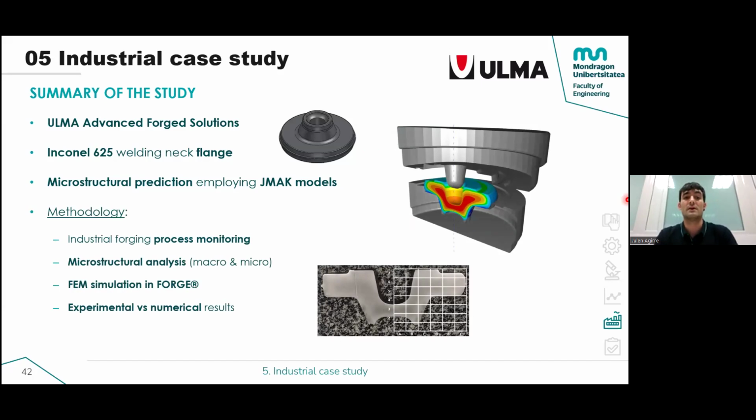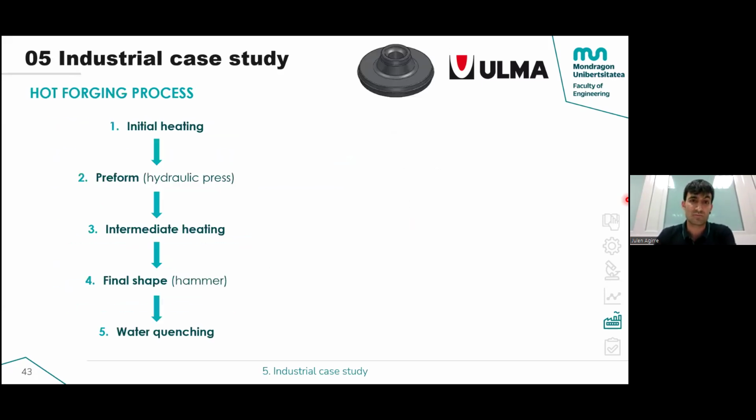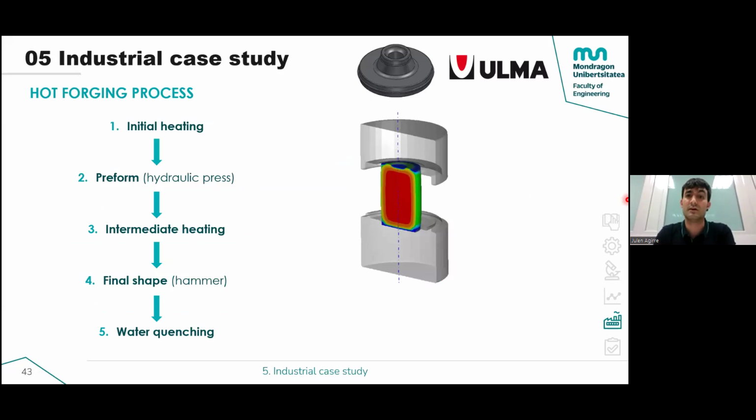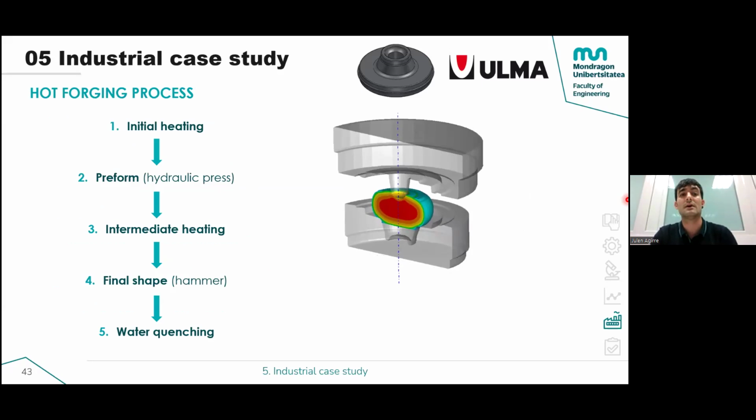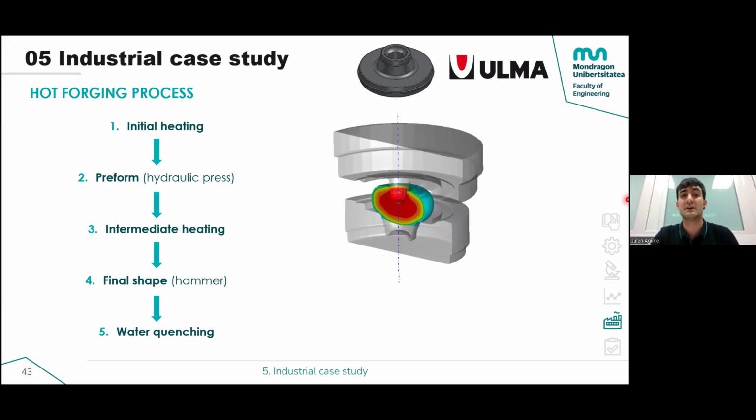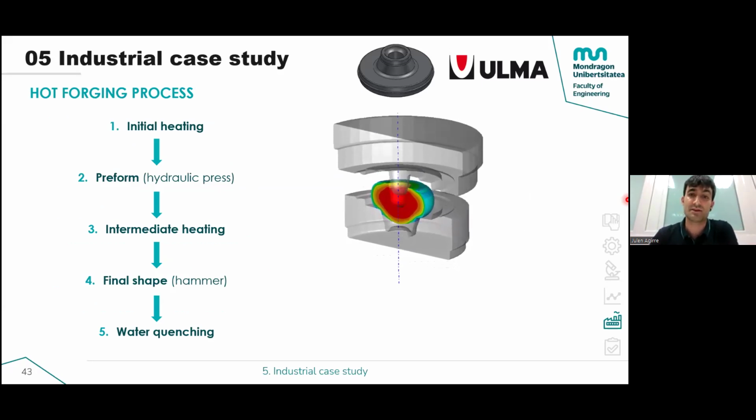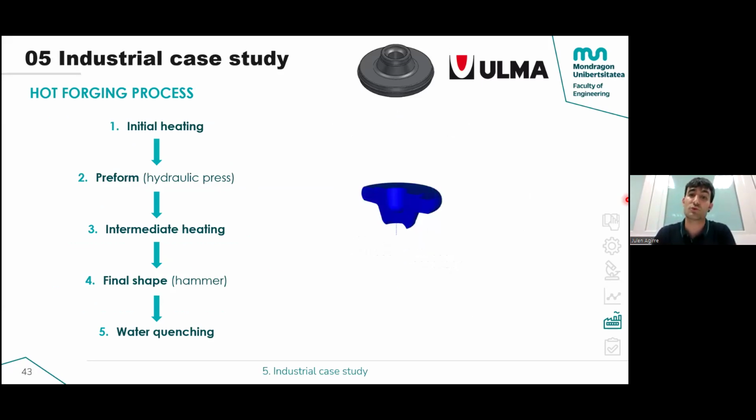First of all, we monitored the industrial process, then we analyzed the microstructure of the components, we simulated the process, and finally we compared the experimental and numerical results. The process is like this. First, we heat the billet. We have a preform in the hydraulic press, intermediate heating, and the final shape is given in the hammer at high strain rate blows. After that, the component is water quenched.